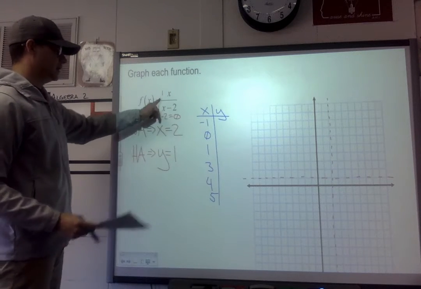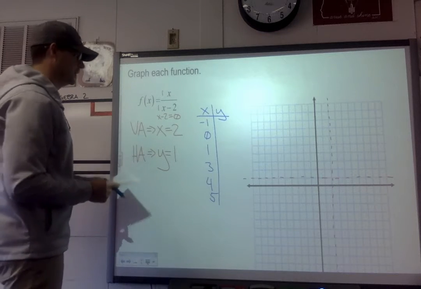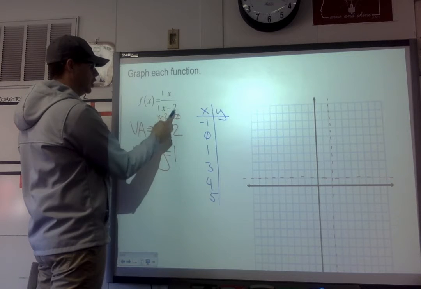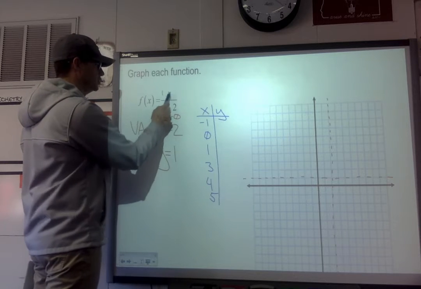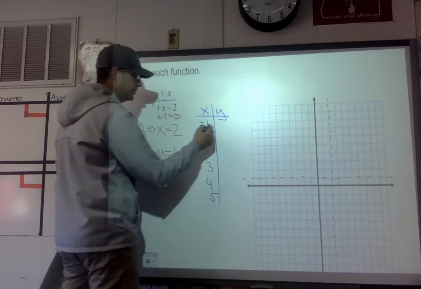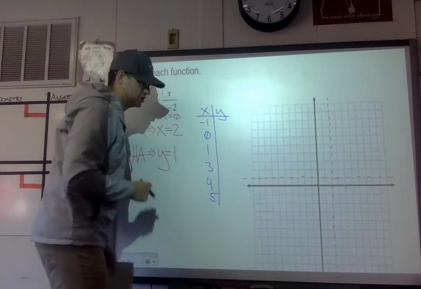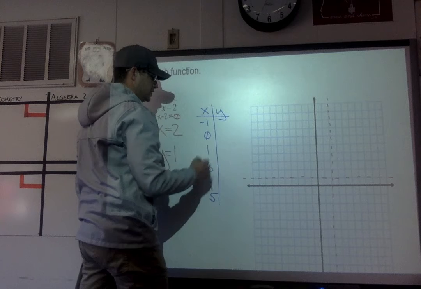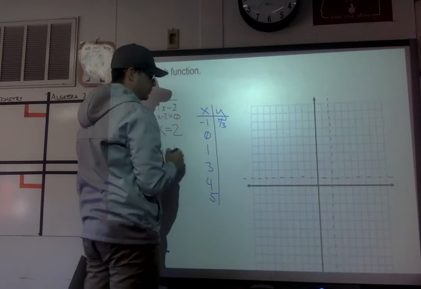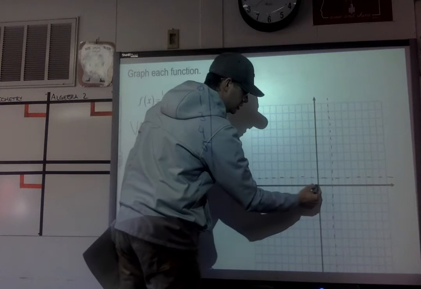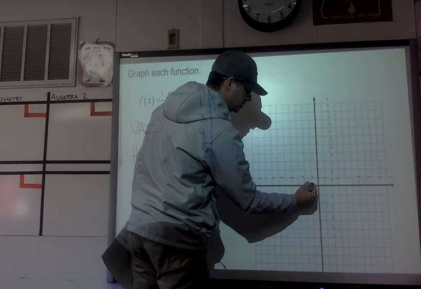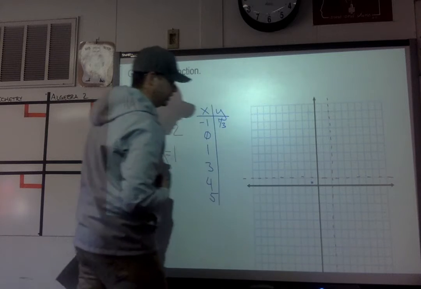So now I just plug in my x value in order to get my y value. So -1, I'm going to get -1 over -1 minus 2, which will give me -1 over -3, which is positive 1/3, since a negative divided by negative is always a positive. So I'm going to have a point at -1, 1/3. I'll have a point right there.